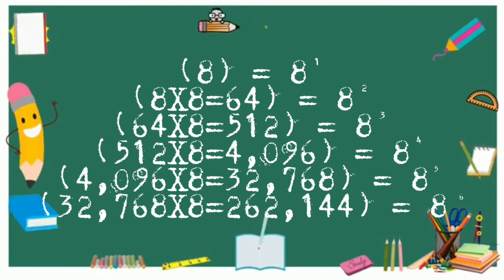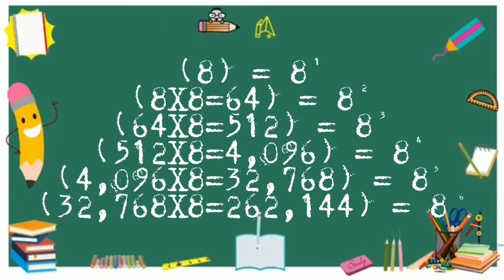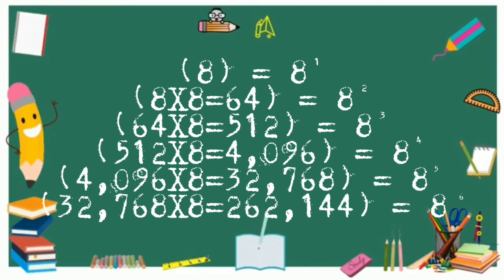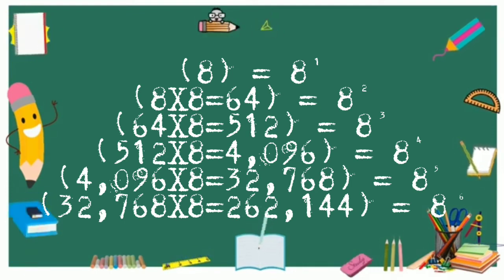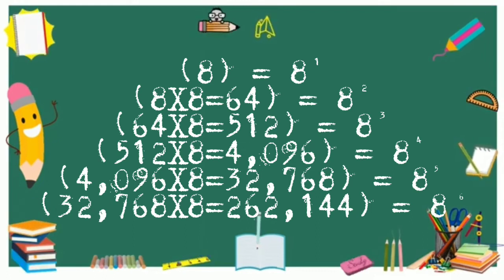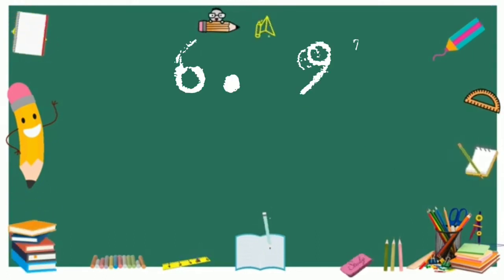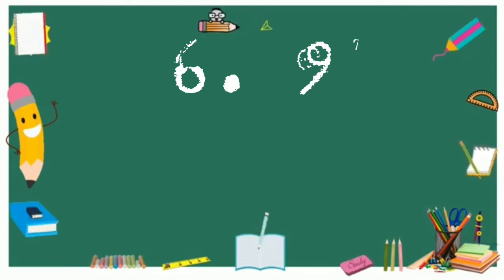So our final answer is 262,144. If it is in our Philippine peso, then we can make a house in this amount, right? What about number 6? Let's try number 6.